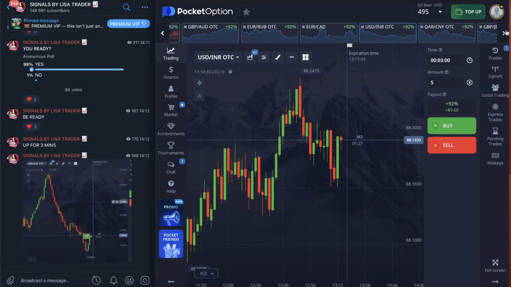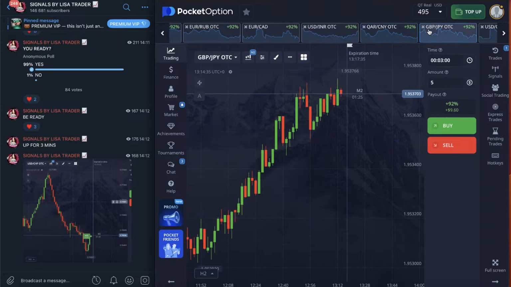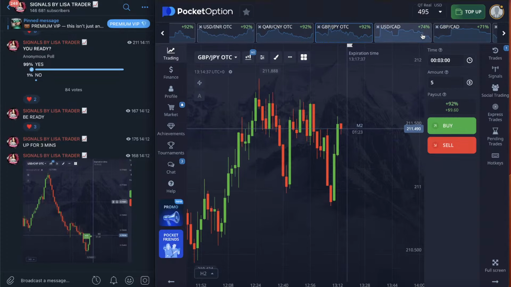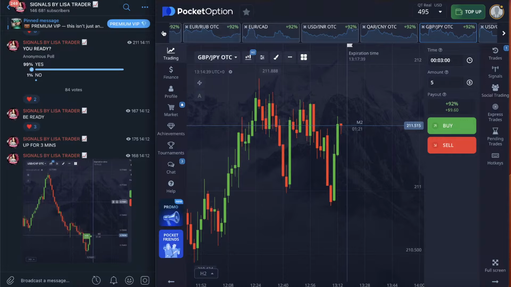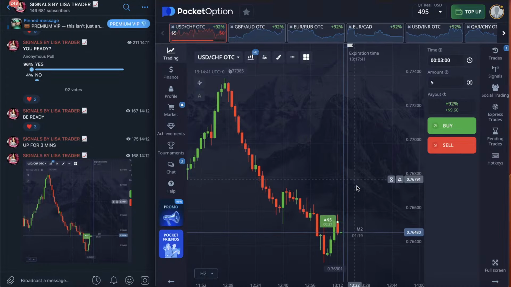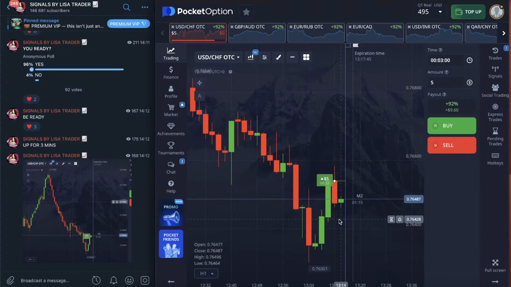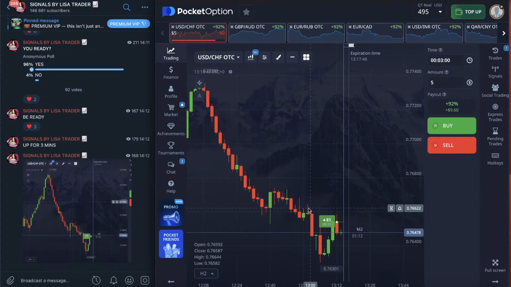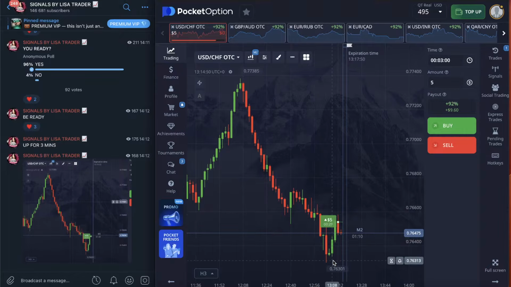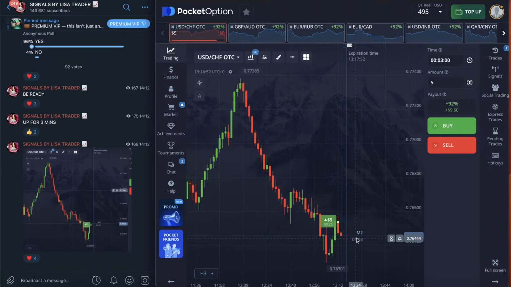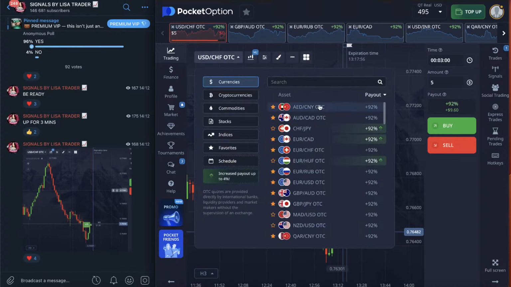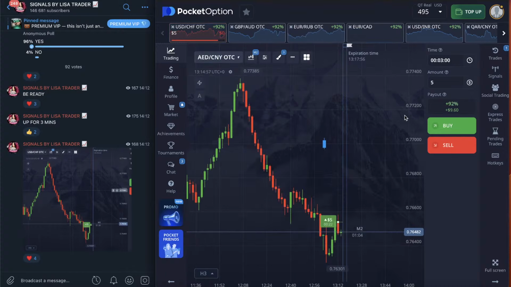So we can see now it's not that many. Okay, it started reversing a little bit. Still not that strong. As you can see, it fluctuates a lot here. Okay, let's check out something else as well.